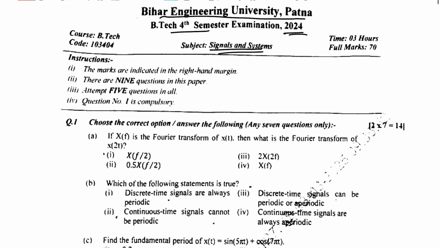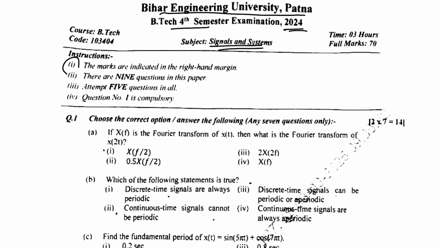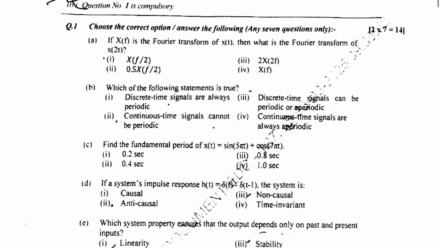Let us start. Okay. There are 9 questions written. Now we will see question number 1, and of its 7 parts we need to attempt only some. Okay. And it is of objective type questions. Okay. So let us start.